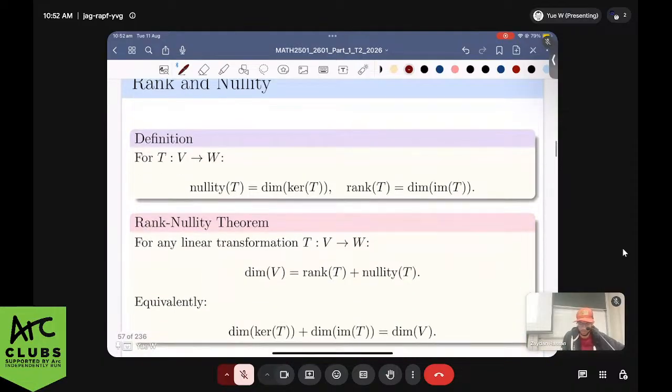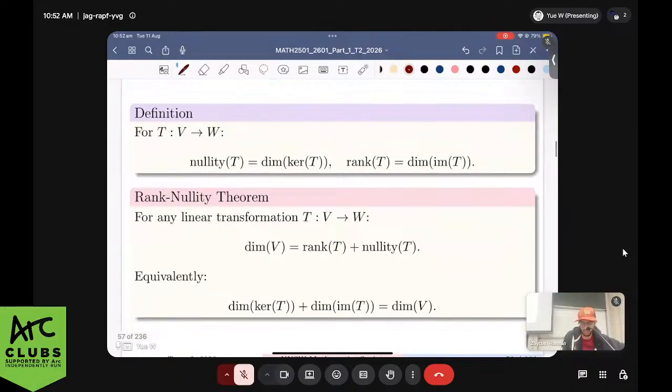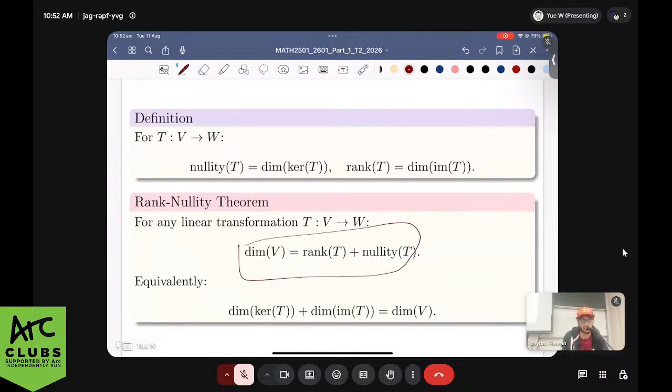Okay, rank-nullity. Nullity is the dimension of the kernel, rank is the dimension of the image, and you have the rank-nullity theorem, which for finite dimensional spaces says the dimension of the input space is the rank plus the nullity. Always remember it's the dimension of the input space, so not the output space W, but the dimension of V, the dimension of the domain, you can say.